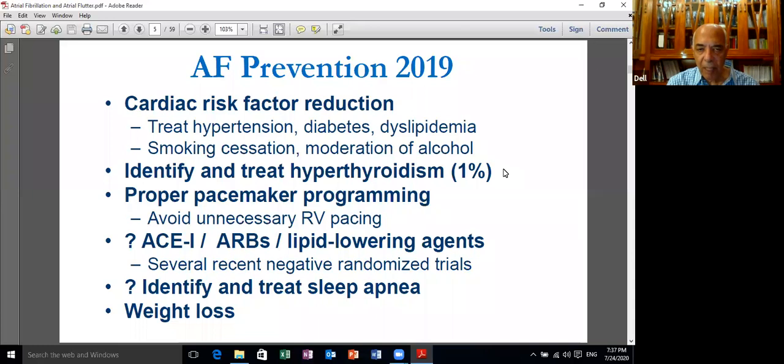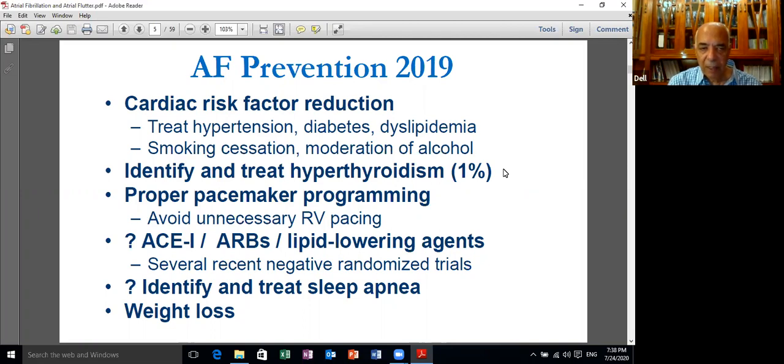Proper pacemaker programming. We know that with a pacemaker, we have to avoid right ventricular pacing. Right ventricular pacing is associated with the development of right ventricular and left ventricular dysfunction, heart failure, elevated end diastolic pressure, atrial enlargement, and hence atrial fibrillation.